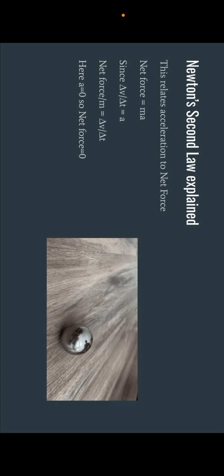Newton's second law is explaining why this is in constant velocity, and that's simply because it's relating the acceleration to the net force. Now, the net force equals mass times acceleration, where delta v over delta t, or change in velocity over change in time, is equal to the acceleration. And net force divided by m, or mass, is therefore equal to delta v over delta t, which pretty much just says that since there's no net force acting on it in the x direction, or y direction really, that means that there's no change in velocity and it's in constant velocity. Because here the acceleration is 0, so the net force is 0. And that's why it's in constant velocity.